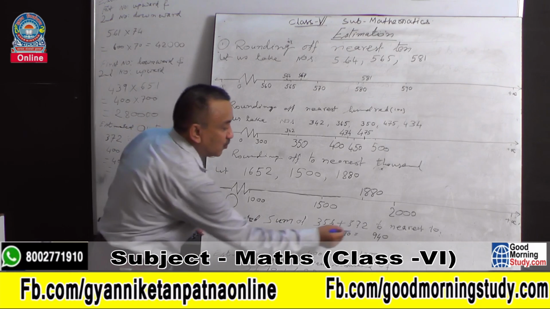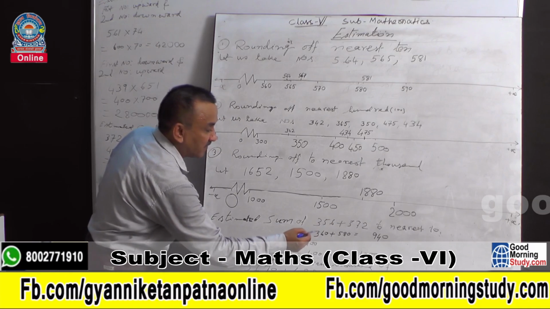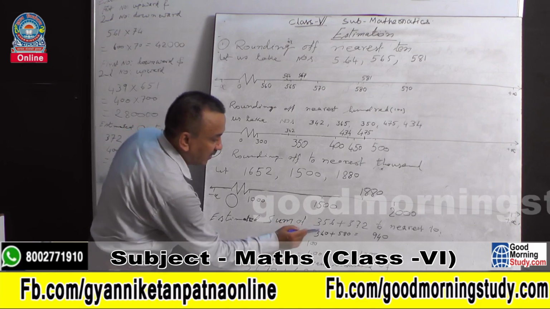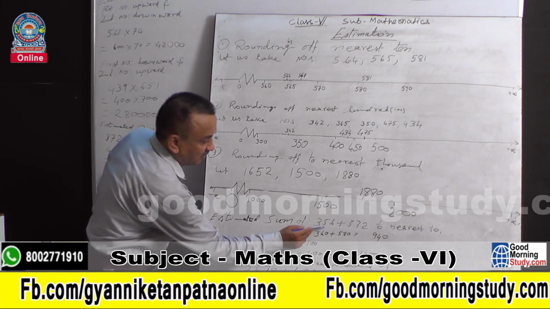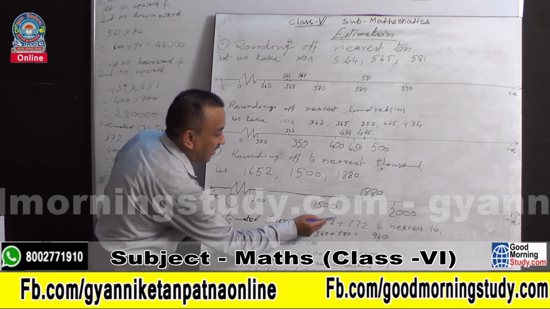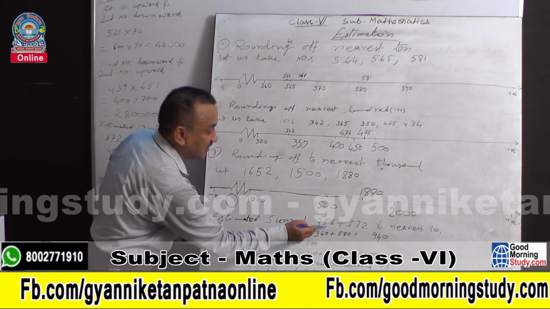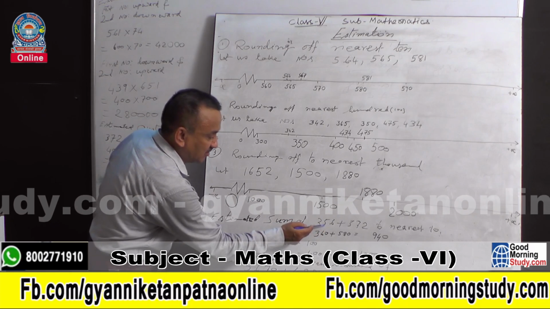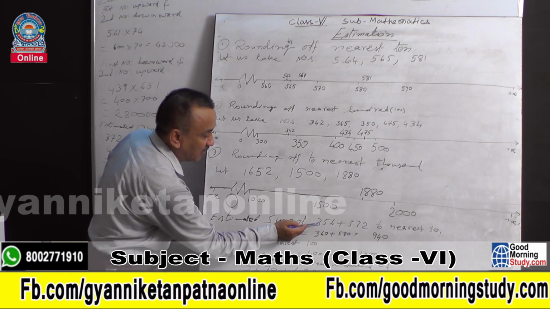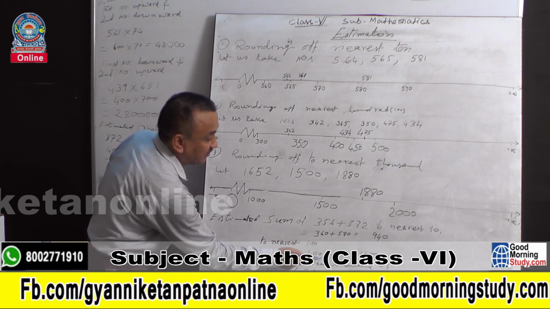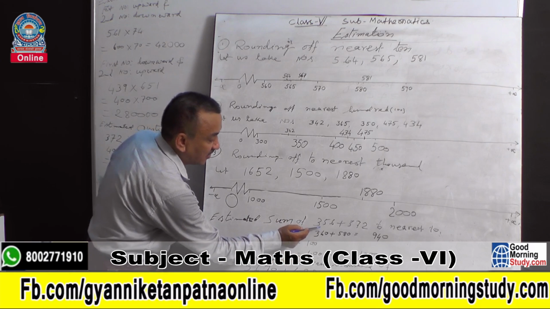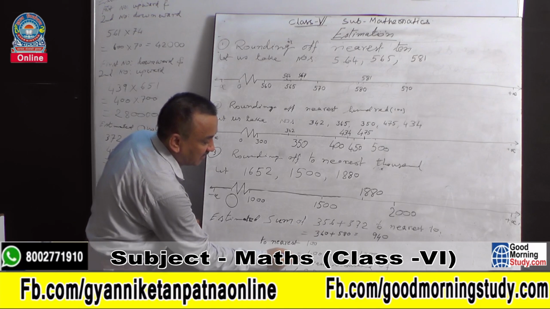Suppose we are going to add these numbers to the nearest 100. Now as it is 56, the 10s digit is 5. So we will make the unit digit and the 10s digit 0. And as it is 5, we will add 1 to the 100s digit. So 3 plus 1, 4. So 400 will be the estimate of 356 to the nearest 100.